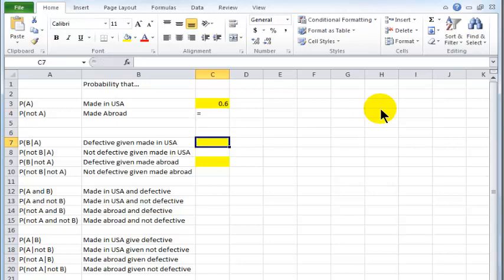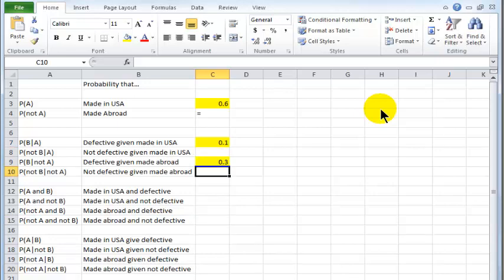The next part is, given that it's made in the USA, what's the probability that it's defective? Maybe USA parts are defective 10% of the time. And if it's given abroad, the last yellow cell, let's say it's defective 0.3% of the time. You should be able to calculate all of the other values based on what's in here.